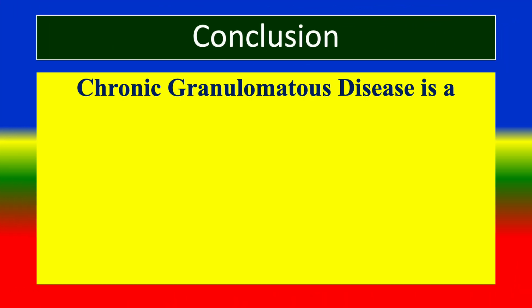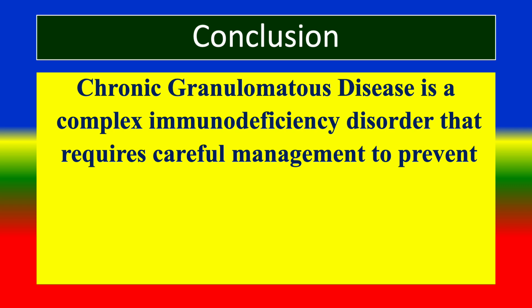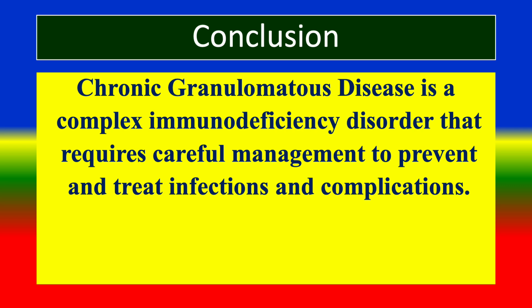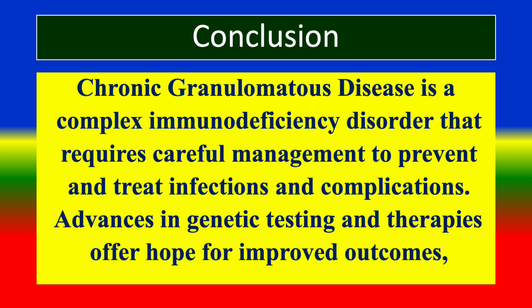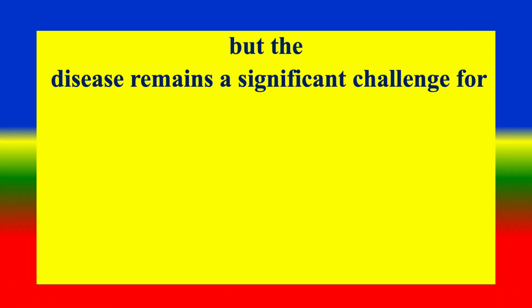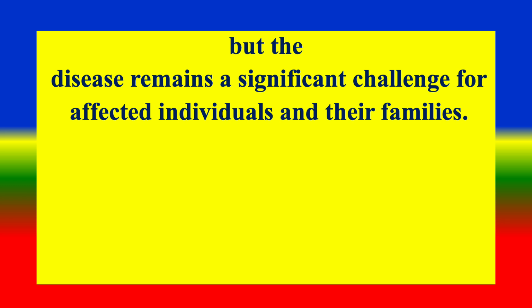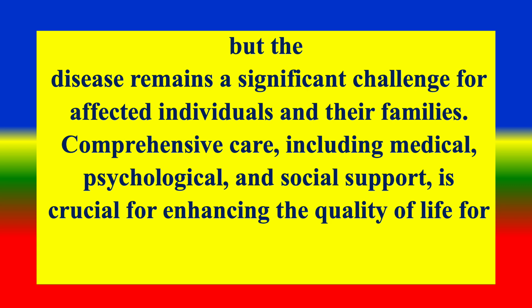In conclusion, chronic granulomatous disease is a complex immunodeficiency disorder that requires careful management to prevent and treat infections and complications. Advances in genetic testing and therapies offer hope for improving outcomes. But the disease remains a significant challenge for affected individuals and their families. Comprehensive care, including medical, psychological, and social support, is crucial for enhancing the quality of life for those with CGD.